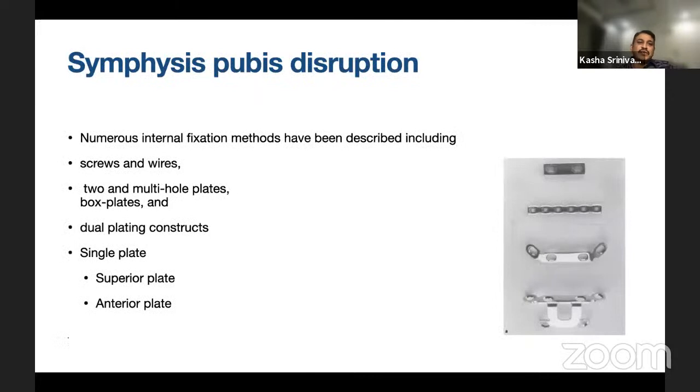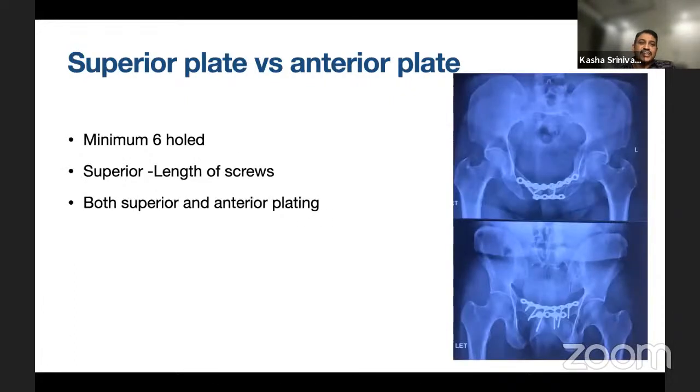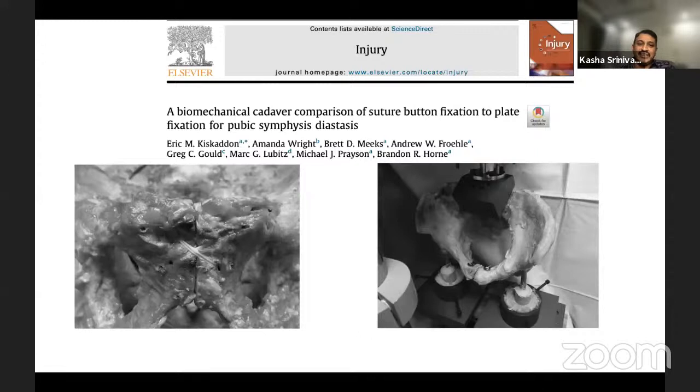Symphysis pubis disruption has numerous internal fixation methods, which include screws and wires. Although I don't have any experience with wires, cerclage wire as well as tension band wire are also described. And there are plates, dual plating constructs, superior plate and anterior plate. What I feel is that a minimum 6-hole plate should be available, and the superior plate has relatively good strength as it has long enough screw lengths. Both superior and anterior plating, if doable, give more stability compared to a single plate. And this is a biomechanical study published in Injury, where tension band wiring with suture button has equal stability in terms of anterior restoration compared with plating.